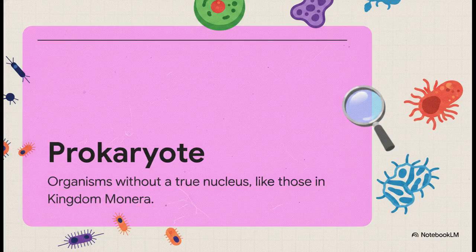Now stop right there, because here is an absolute classic exam tip. You have to remember the bedrock split between prokaryotes and eukaryotes. If a test question mentions an organism that lacks a true nucleus and lacks membrane-bound organelles, boom, you are immediately in the territory of Kingdom Monera, the prokaryotes. Everything else we're going to talk about today, Protista, Fungi, Plantae, and Animalia, are eukaryotes. They all have a very well-defined protective nucleus for their DNA.